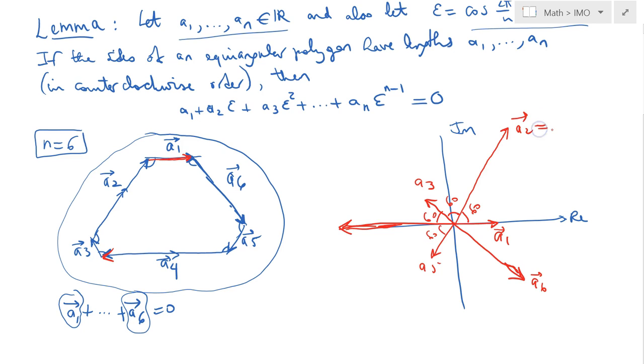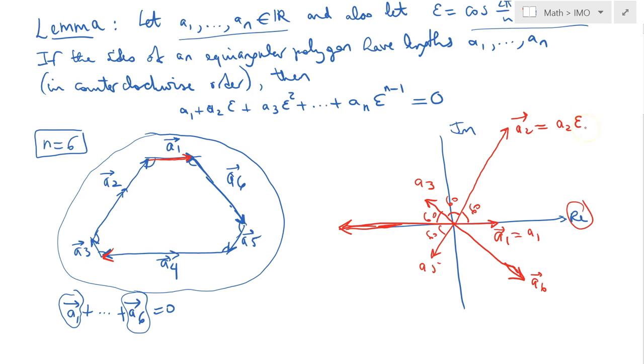it is not difficult to realize that the vector a1 is just a1, right? Because it is exactly on the real axis. But a2 is simply, the length of this vector is a2. I'm analyzing the whole thing in the complex domain, obviously. So it is just a2 times epsilon. Epsilon is a rotation operator, if you will.